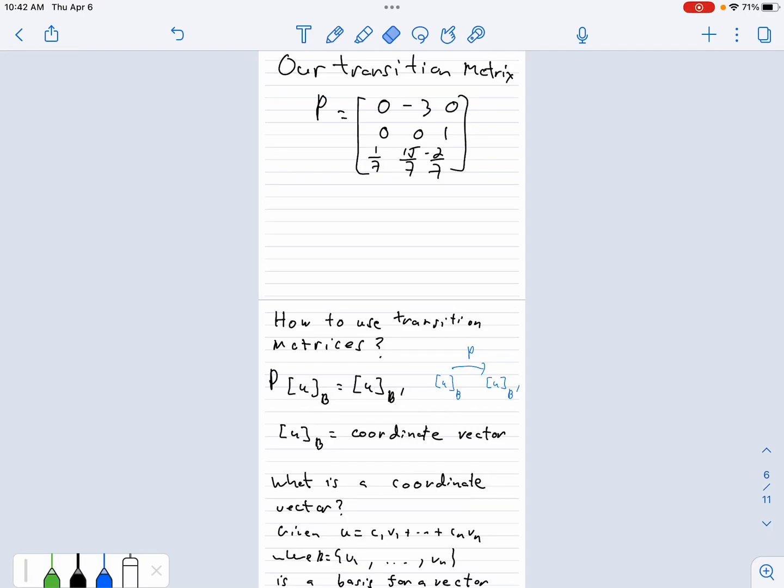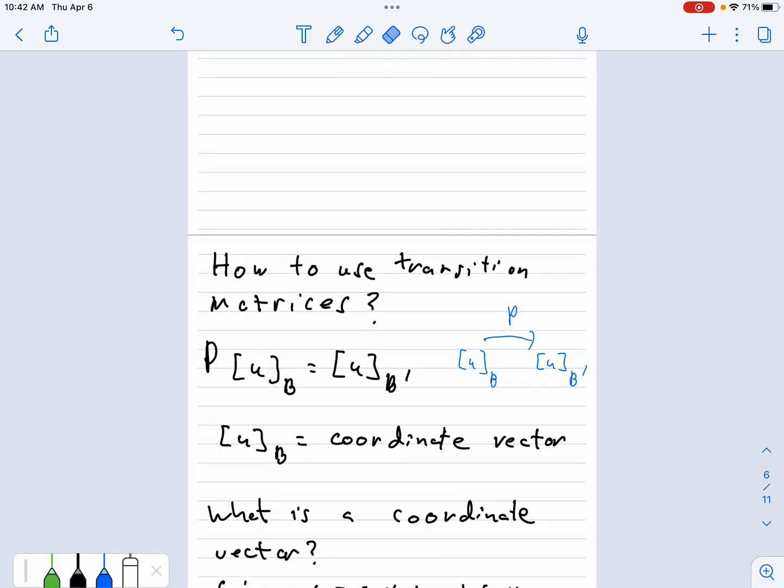All right, so from last time, we got a transition matrix, P, and I said I'd do a video on the applications of how to go about using a transition matrix. To use a transition matrix, what you're going to need is something we call a coordinate vector. The operation that you work with is you take the matrix P and you multiply it by a coordinate vector.